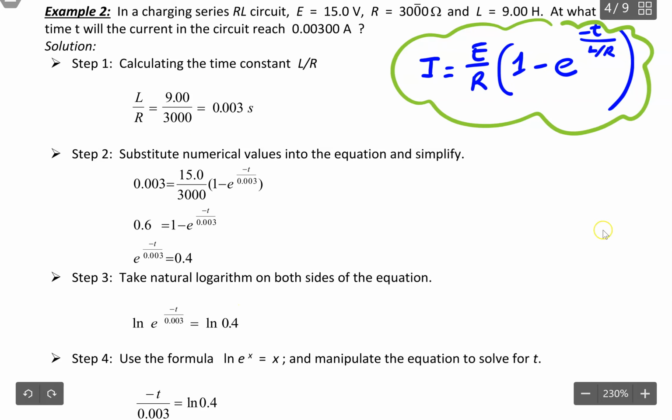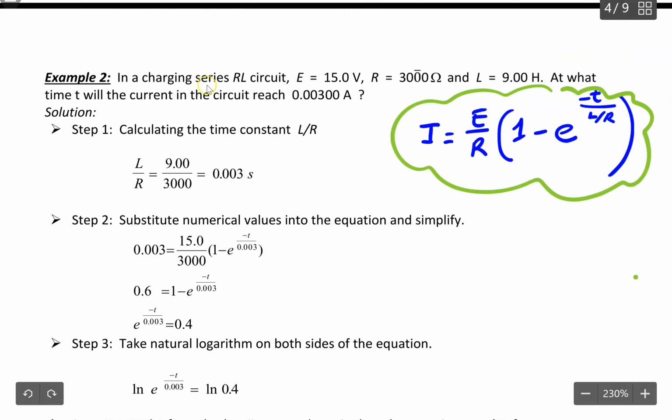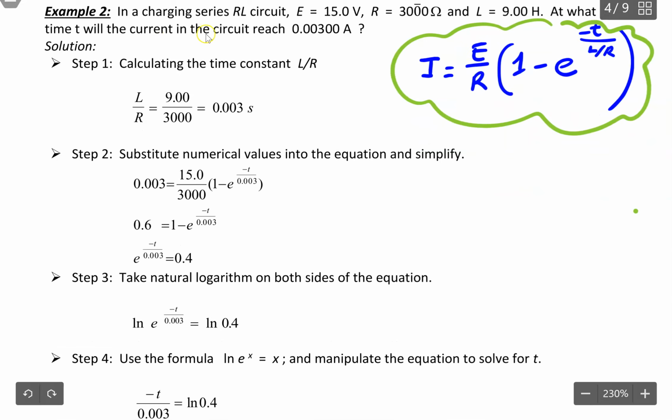So this example asks: in charging an RL circuit, E is given as 15, R is 3000. If you key this into your calculator, it should be 3K if you use engineering notation. The inductance is equal to 9 Henry. At what time will the current in the circuit reach that amount? Because we are building up the current here, we have to give it some time so that eventually it will reach the certain value of current that we need to achieve.